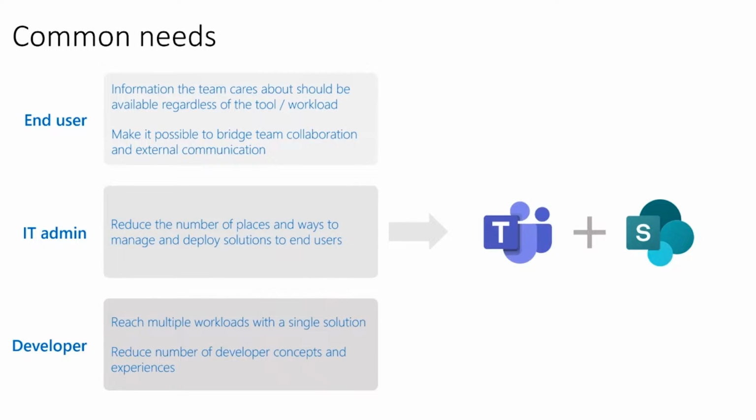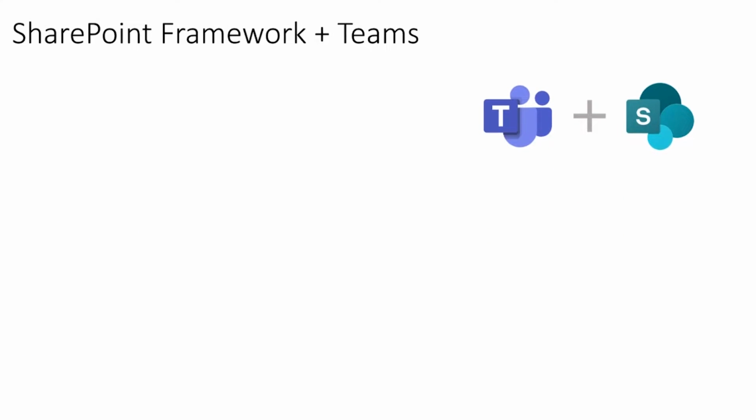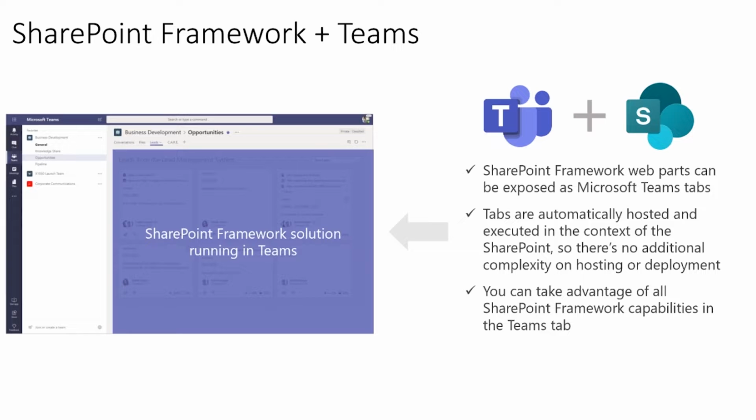So SharePoint Framework web parts can be exposed as Microsoft Teams tabs. They're automatically hosted inside of SharePoint for free, and they're executed within the context of SharePoint. So there's no real additional complexity on hosting or deployment. And that also means that the application can take advantage of all of the goodness that comes with SharePoint and the SharePoint Framework, such as something I didn't show off, using SharePoint lists to store and retrieve information. And then finally, that SharePoint solution inside of Teams has access to all of the Teams context, such as who's in the channel, what's the tab entity ID, what's the theme that I'm currently in, and it just makes for a much more featureful solution.